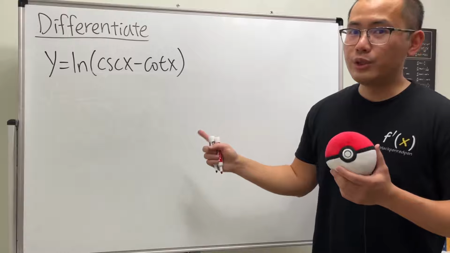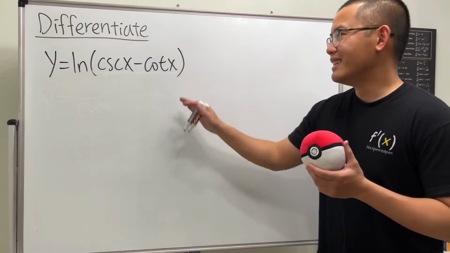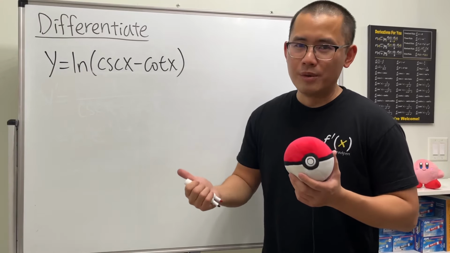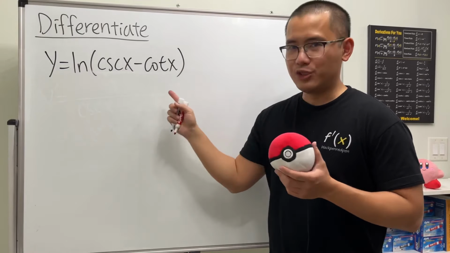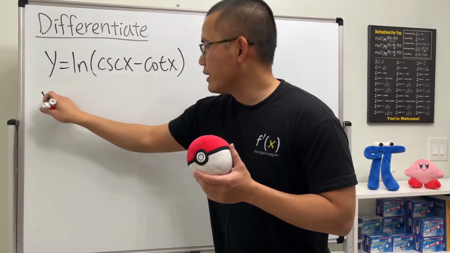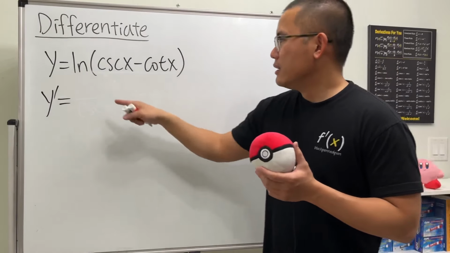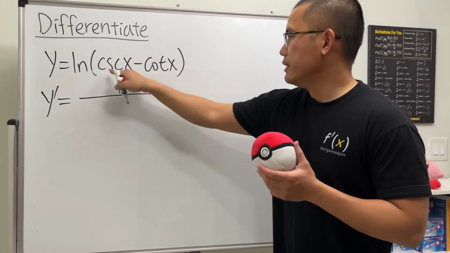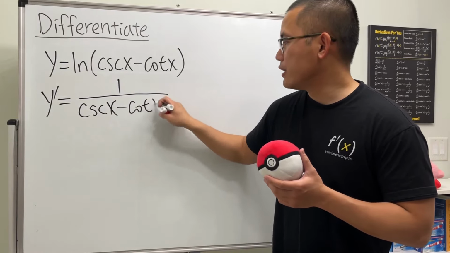I think this is a really good question because not only is the result really nice, but of course this tests you on using the chain rule, and also remembering your derivatives for ln, cosecant, and cotangent. Here we go. Let's write down y prime for the derivative because there's nothing really we can simplify. Firstly, we differentiate ln, we just get 1 over the inside, which is cosecant x minus cotangent x.